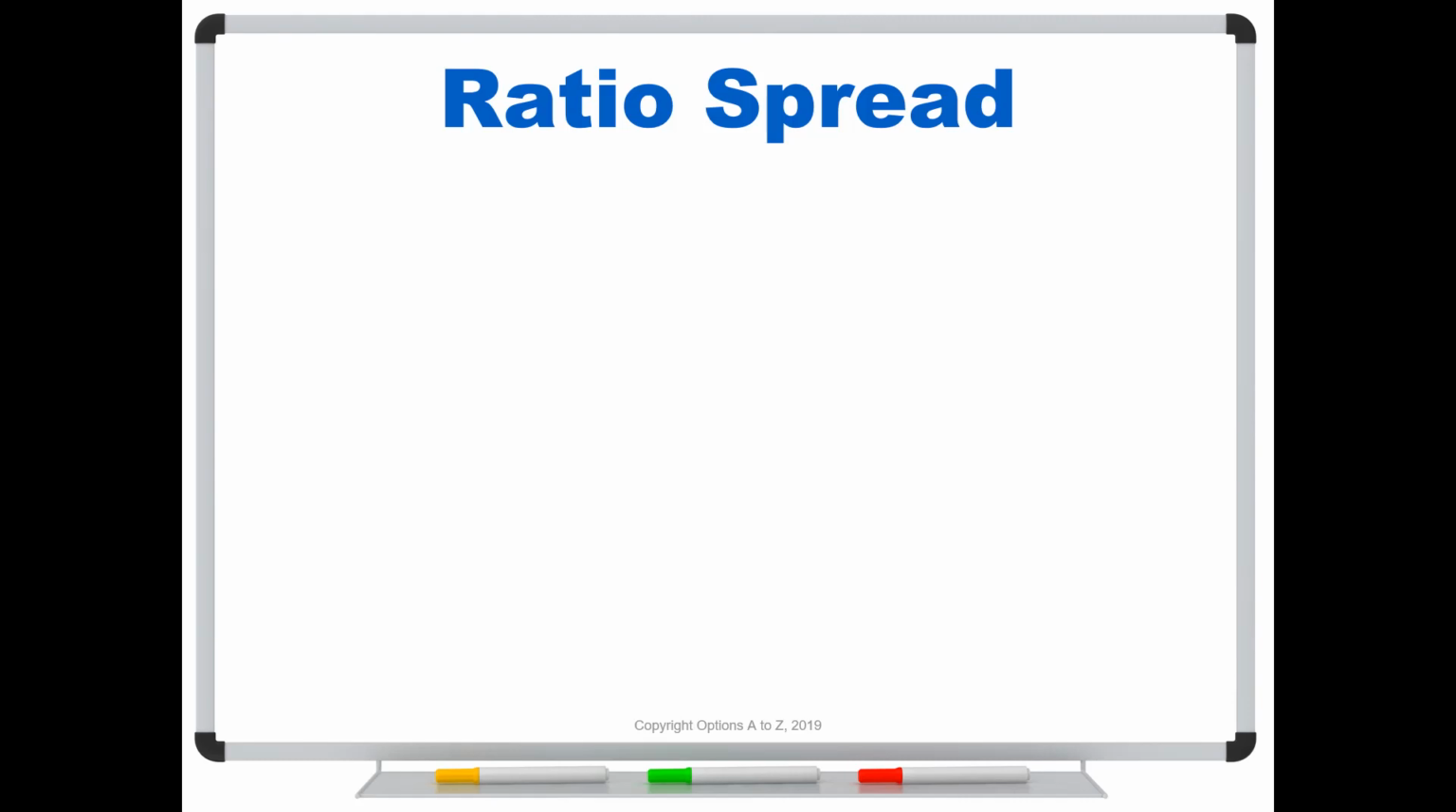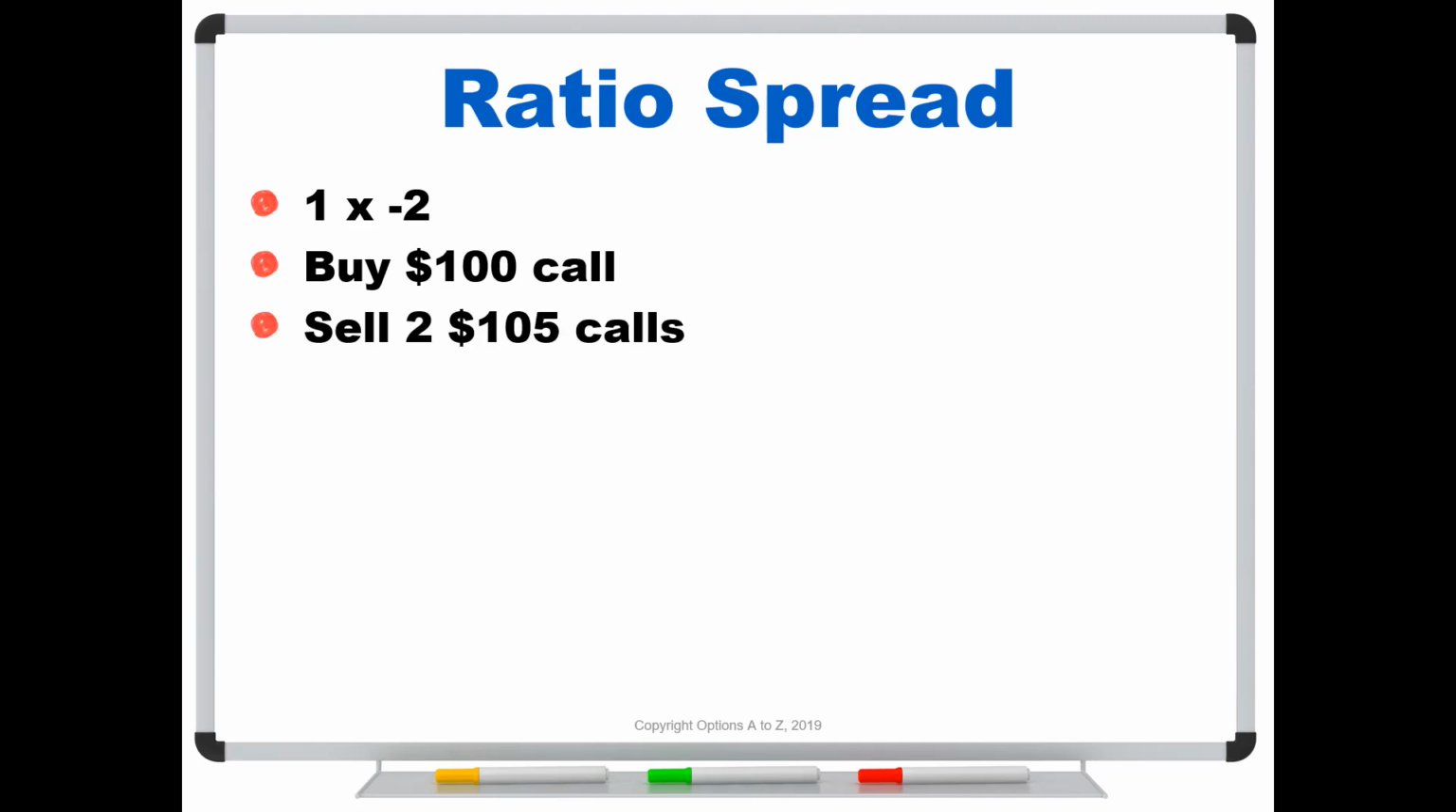So kind of the basic level is what we call a 1 by -2, meaning you're going to buy one option and sell 2. You could do a 1 by -3, buying 1 and selling 3, and so on. Sometimes your broker's platforms might show this as just a 1 by 2, and because it's a ratio spread, you would just know that that second number is actually a negative. But for example, let's say that we bought the $100 call and we sell 2 of the 105 calls.